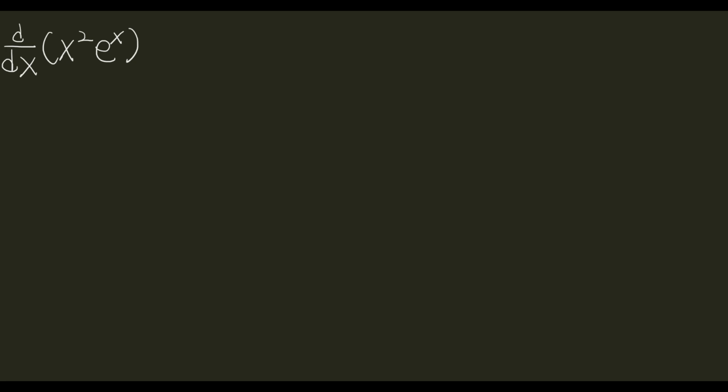Let's start off simple here. We want to find the derivative of x squared times e to the x. If you watched my previous video, I denoted derivatives as f prime, but you could do it either way, either f prime or d over dx. It doesn't matter. Both work.